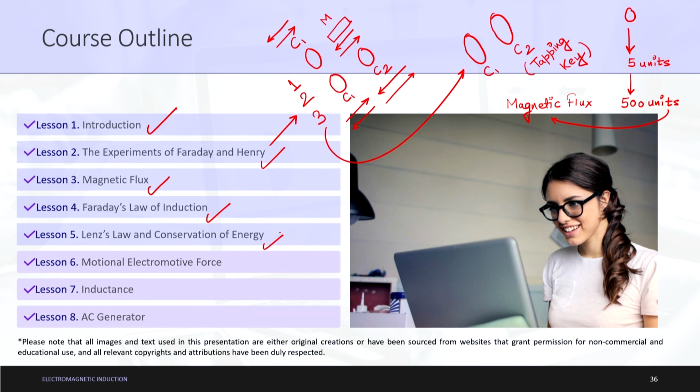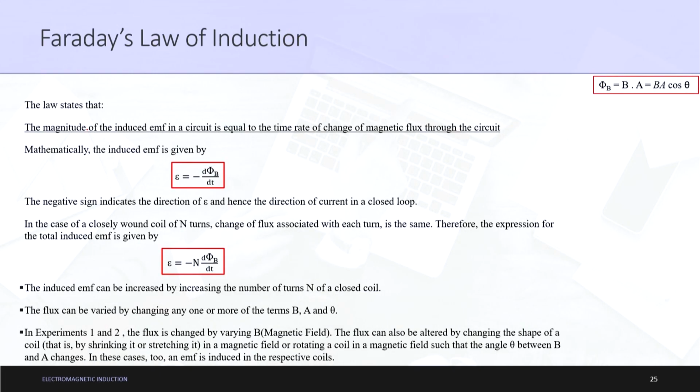To reiterate what Faraday's law of induction and Lenz's law were, I will just go to the previous slide. So, Faraday's law of induction states that the magnitude of the induced EMF, which is nothing but voltage, also known as electromotive force. If time permits, we will know what electromotive force is today itself. So, the magnitude of the induced EMF in a circuit is equal to the time rate of change of magnetic flux, change of magnetic flux.